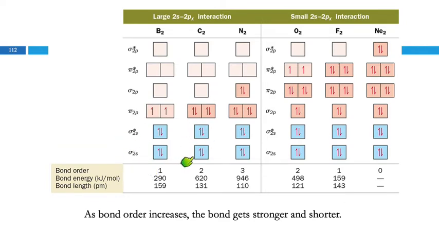For carbon, 2 more electrons are going to go up here. Its bond order is 2. Nitrogen, we're adding 2 more electrons, 1 from each atom, and it's going up here, and this bond order is 3. So as that bond order increases, the bond gets stronger and also shorter.